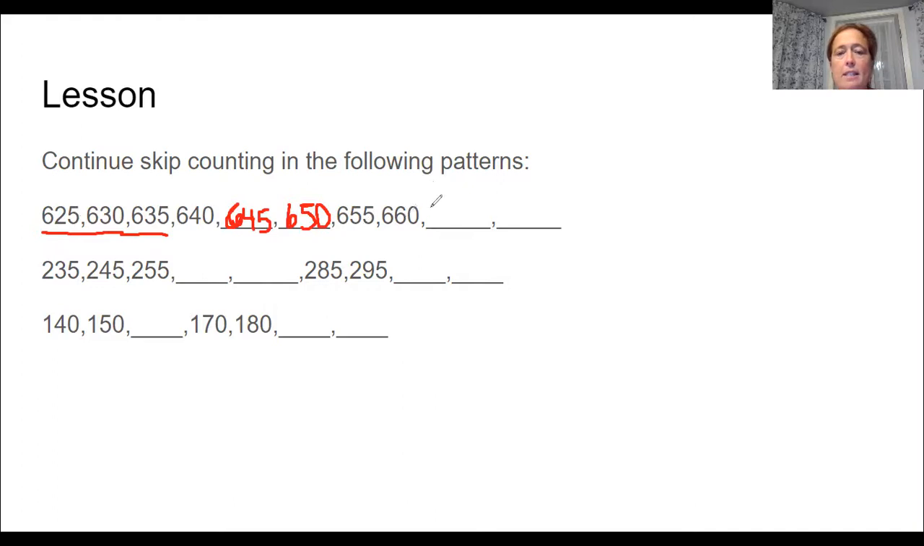655, 660. 660 plus 5 is 665. And then 670.